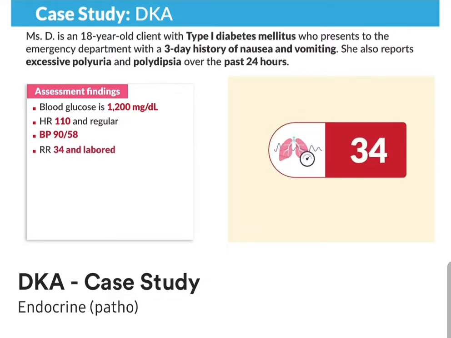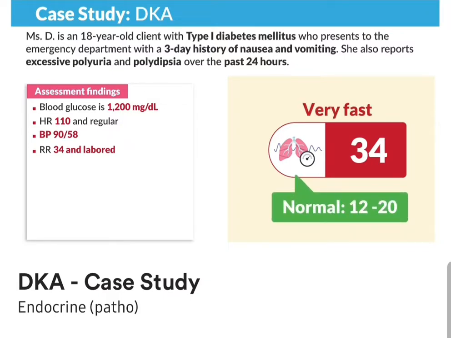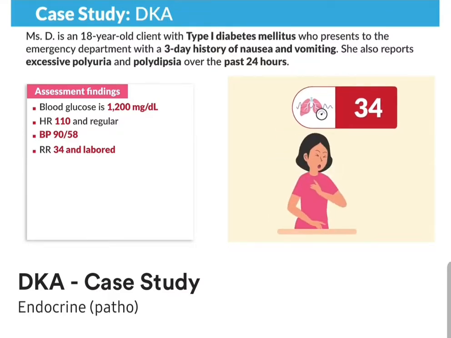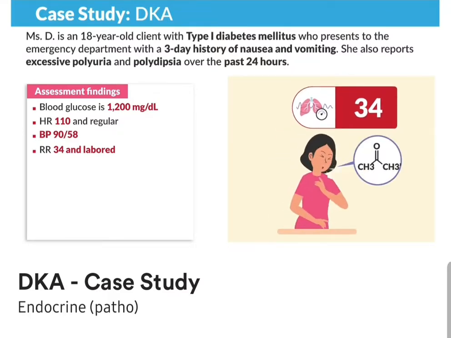The next assessment finding is a respiratory rate of 34 that is labored. So it's very fast, because normally it's 12 to 20 respirations per minute. And the key word here is it's labored. So it's very possible this client has these Kussmaul respirations.